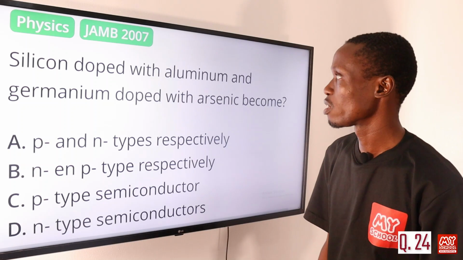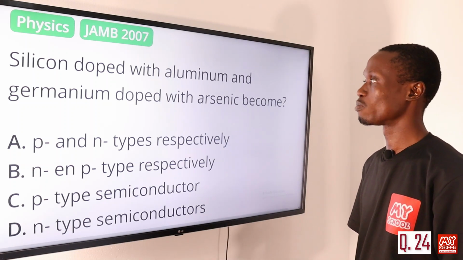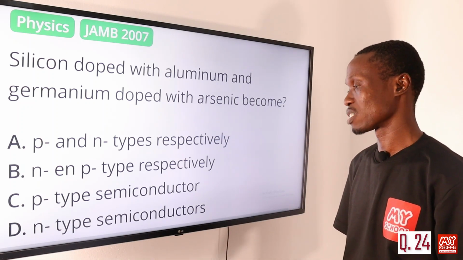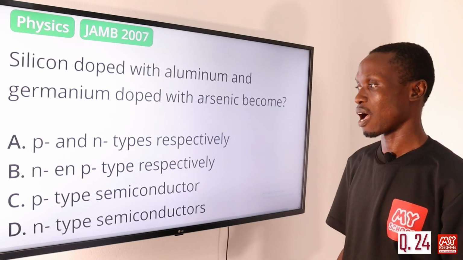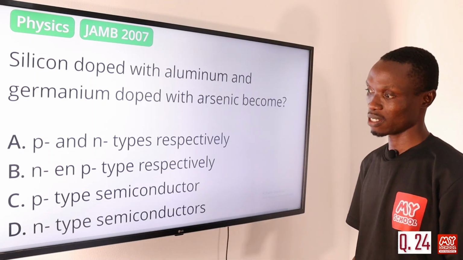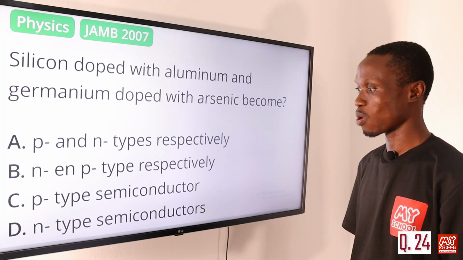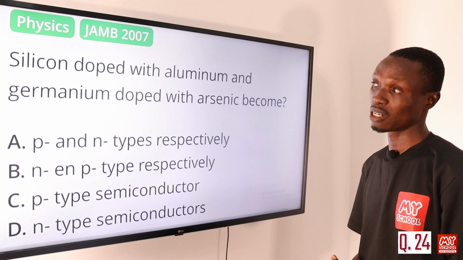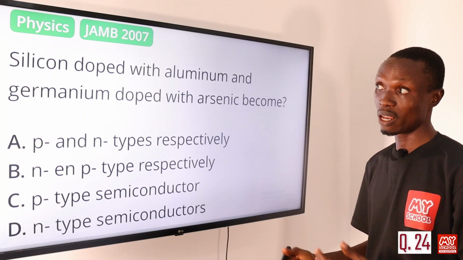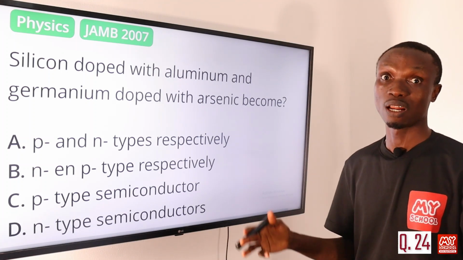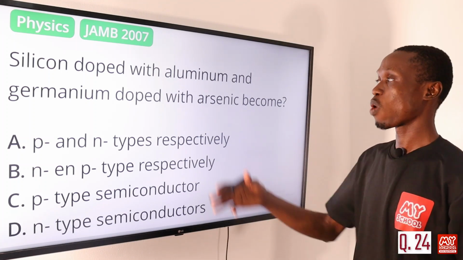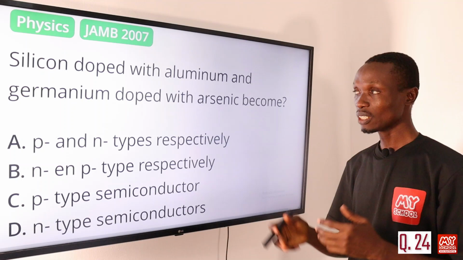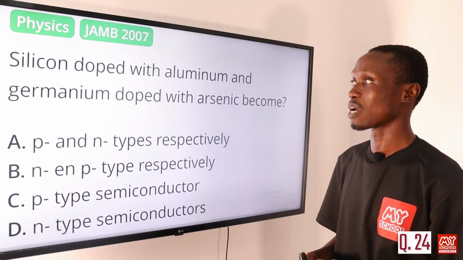Question 24. Silicon doped with aluminium and germanium doped with arsenic becomes, A, P and N types respectively. B, N and P type respectively. While C, we have P type semiconductor, and D, we have N type semiconductor. So basically, one thing we must note is that silicon is a tetravalent element, meaning that it has 4 electrons on its outermost shell, while aluminium is a trivalent element, meaning that it has 3 electrons on its outermost shell.